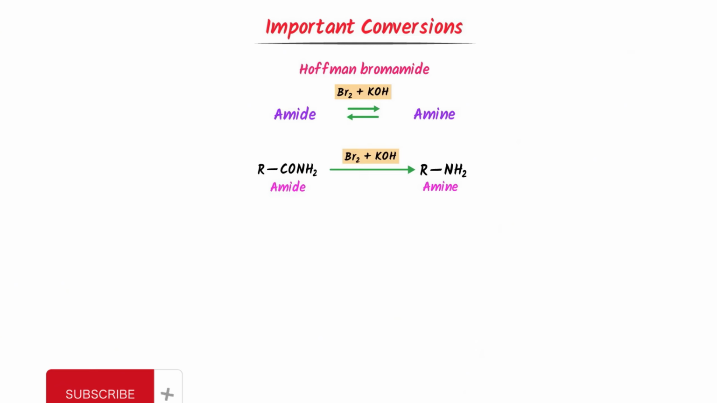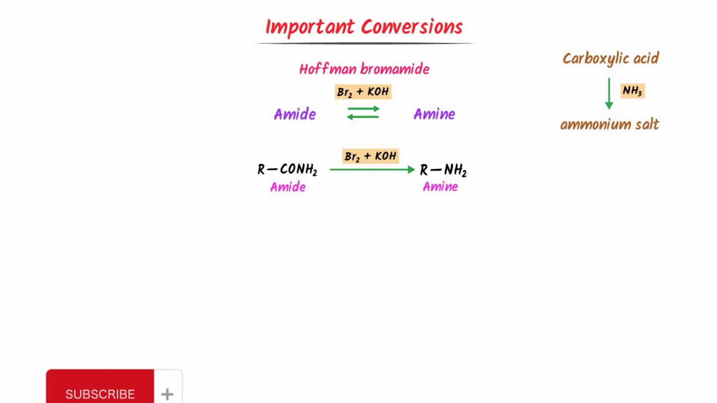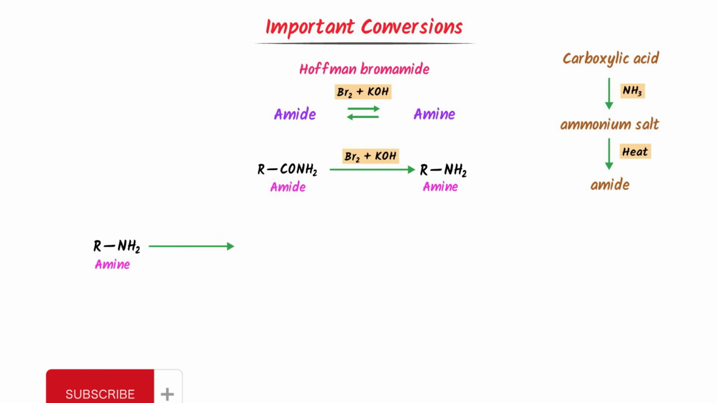We can easily convert carboxylic acid to ammonium salt by adding NH3 to it. Later, when we heat the ammonium salt, we get amide. So I will convert this amine to alcohol. We have already learned that if we add nitrous acid to amine, it will convert to alcohol. Now I will oxidize alcohol to get aldehyde.